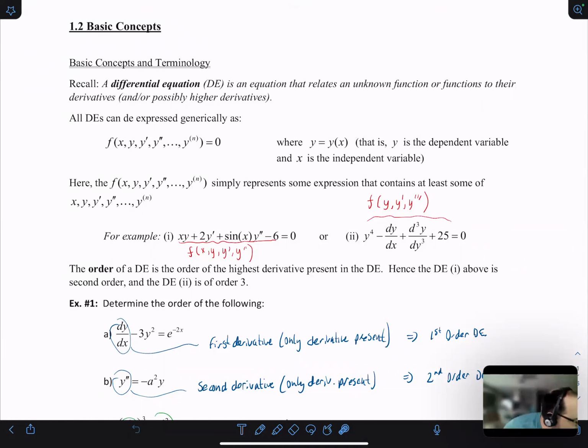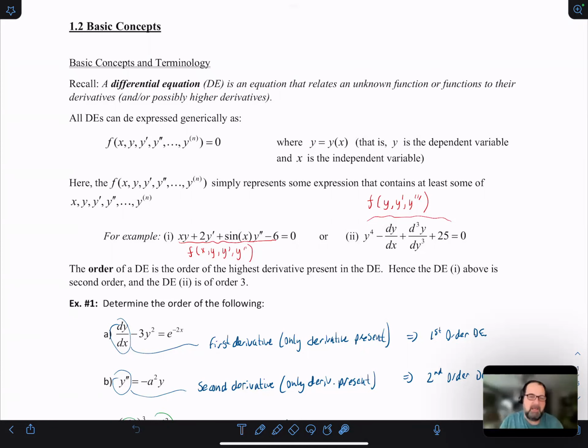So let's get started. Again, 1.2 is about some of the basic concepts and the basic terminology for DEs. You should have seen this a little bit in section 1.1. A differential equation is an equation that relates some unknown function, or possibly functions, but for our purposes, an unknown function to their derivatives and possibly higher derivatives.